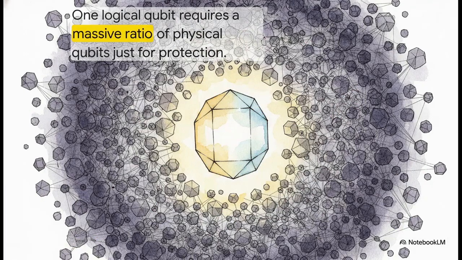So let's be real for a second. Strict, no-hype reality. A logical qubit is not just a slightly upgraded physical component you can easily manufacture. It's a highly expensive, rigorously engineered system. Running something like Shor's algorithm requires a massive ratio of physical qubits dedicated entirely to protecting the logical information. We are literally talking about hundreds, maybe even thousands of physical qubits just to yield one stable logical qubit.